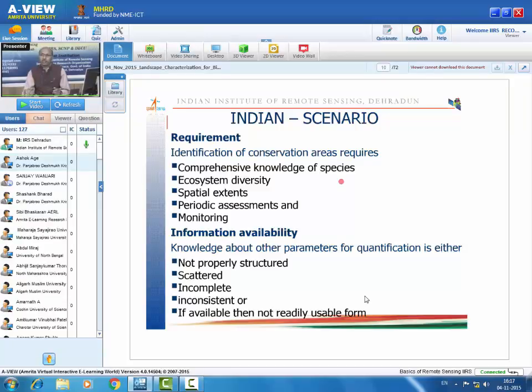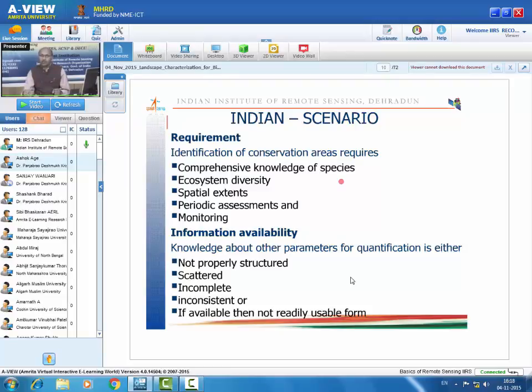I'll give some examples here, like the Botanical Survey of India, which does the plant survey, and the Zoological Survey of India, which does the animal survey. Similarly, the Forest Research Institute carries out both sides of this work. The Forest Survey of India does the periodic assessment and monitoring of the forest in our country. So information is available, but we need a technology where all this information can be put together, and then we can try to generate a database which will be more useful.